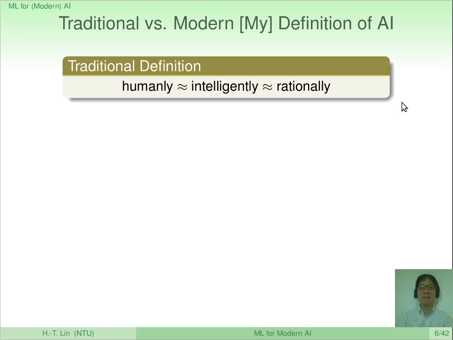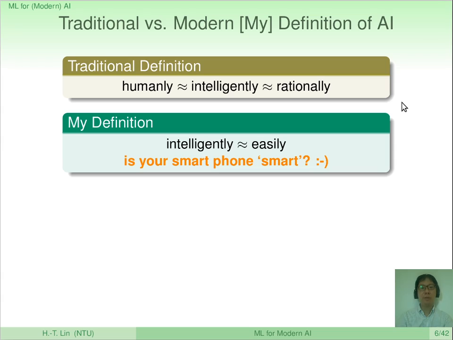Of course, that's mine. Okay, that's my modern definition. Traditionally, we want artificial intelligence to be like human or to act rationally. But those are traditional and very, very hard to fulfill. What's the possible modern definition? Well, my own definition is to be easy to use.